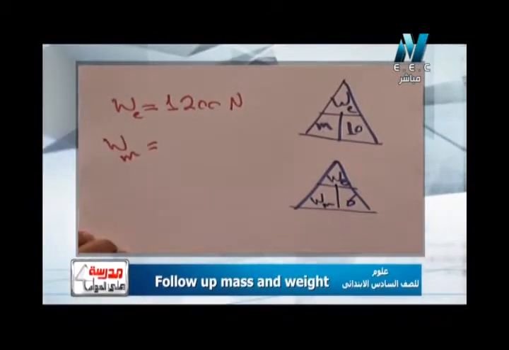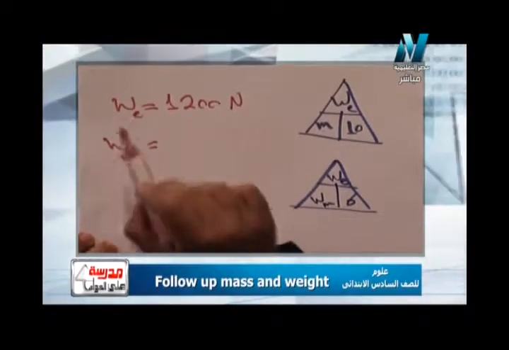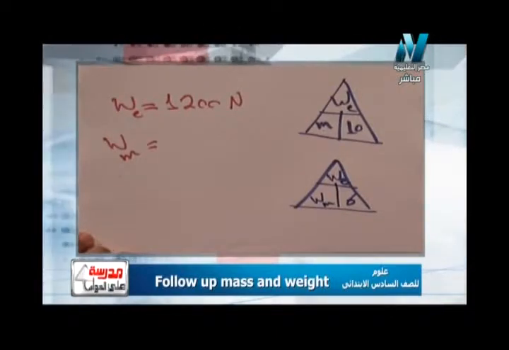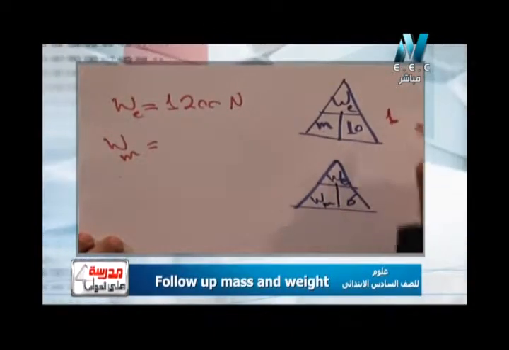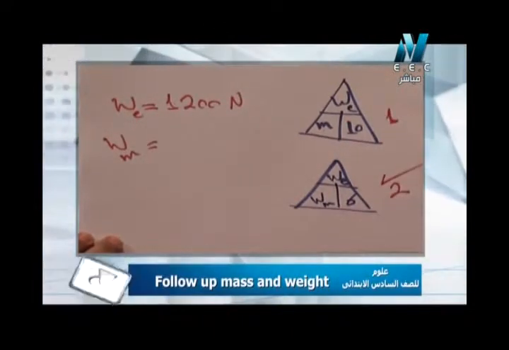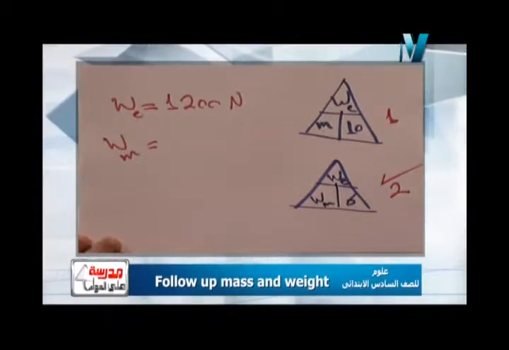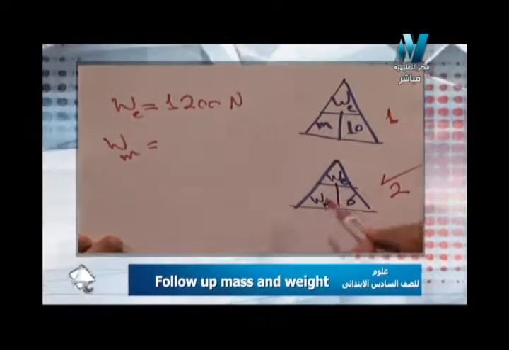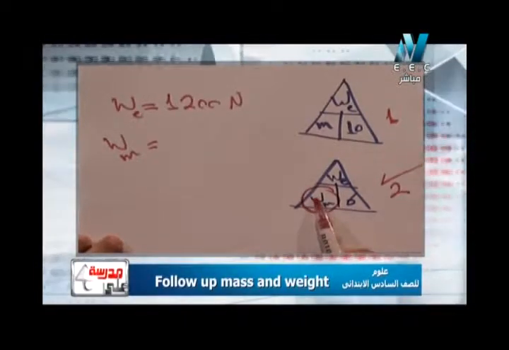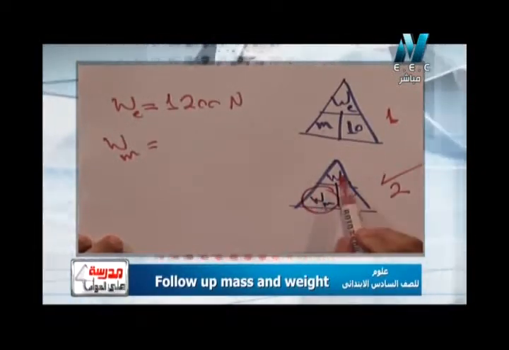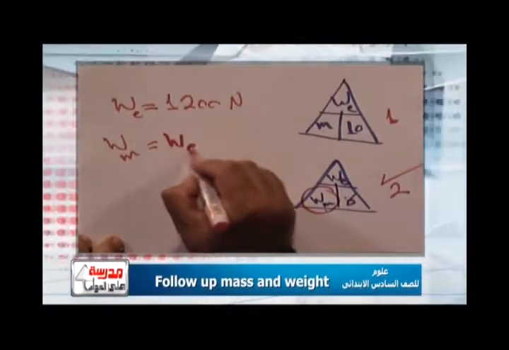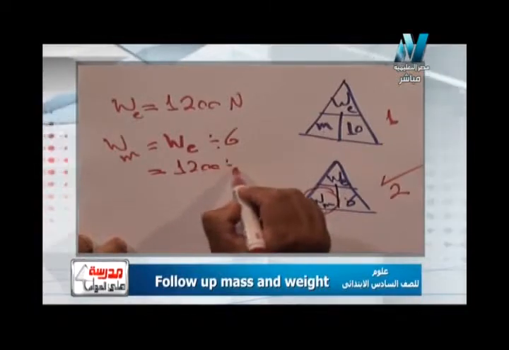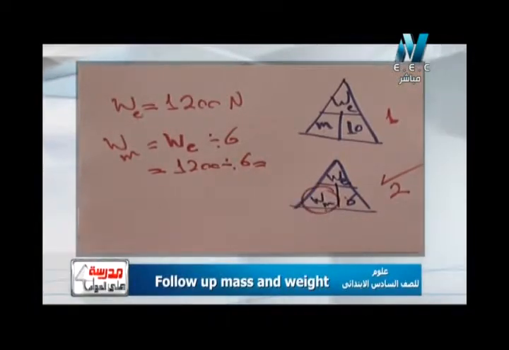Which rule will I use? I have weight on the earth and I want weight on the moon. I have weight and I want weight. Which rule will I use, first or second? Surely second. Why? Because in the second law I have weight on the earth and weight on the moon. I want weight on the moon, I can put my finger here. It equal what? Weight on the earth divide 6. So equal what? 1200 divide 6 equal what?